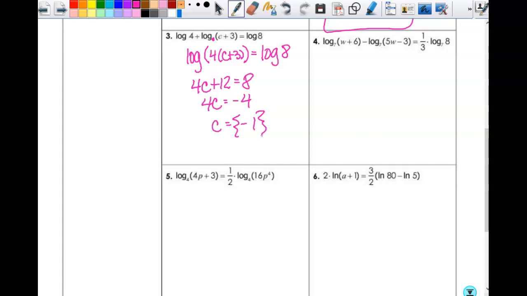So when I substitute negative 1, well, negative 1 plus 3 is a positive number, so it works, and I'm good. Everybody okay with that? Yes, sir.